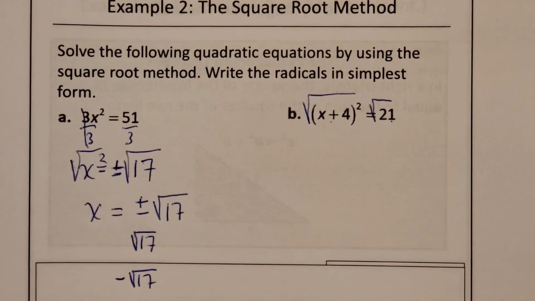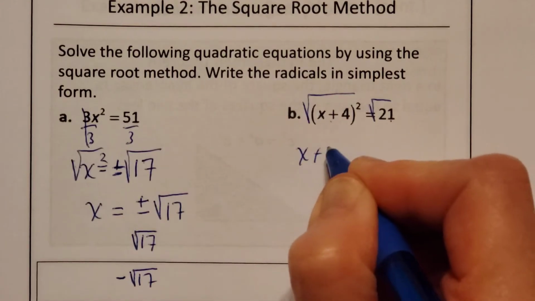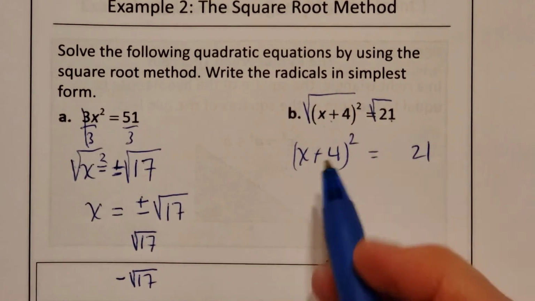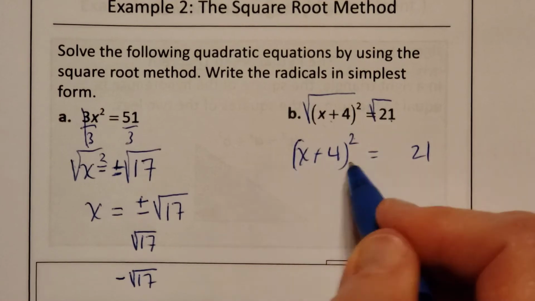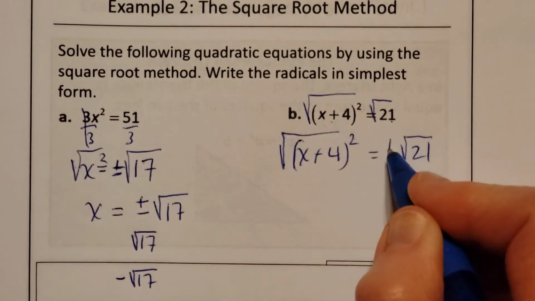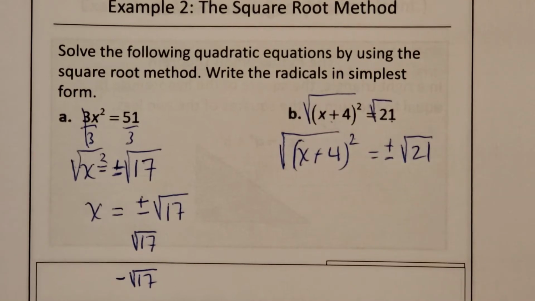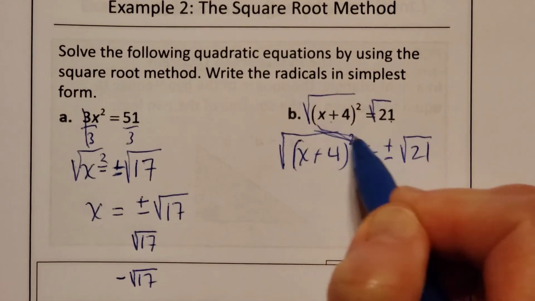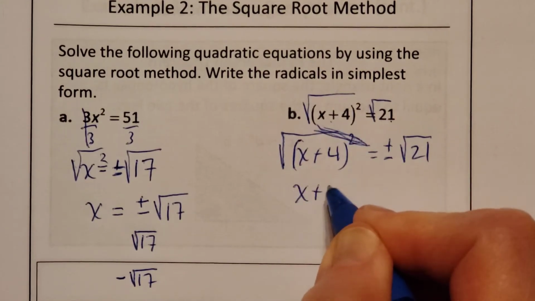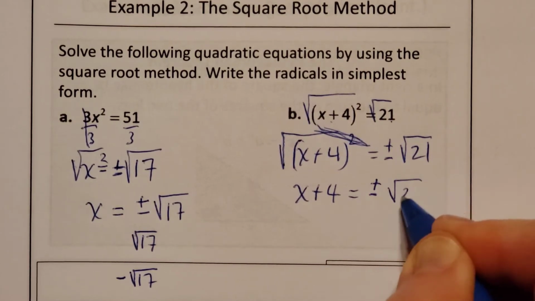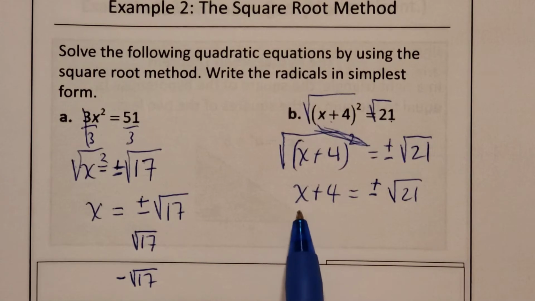Of course, I don't have enough room here, so I'm going to rewrite this. What I did was, the opposite of squaring anything is to find the square root of it. I'm going to do it on both sides of the equal sign, and I'm automatically going to put my plus and minus. So that radical and that squared cancel each other. Now we have x plus 4 is equal to the positive and negative square root of 21. We still don't have x by itself because we have to subtract 4.